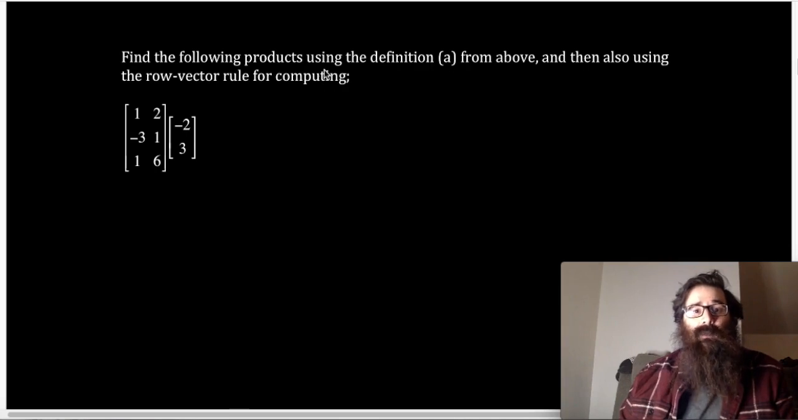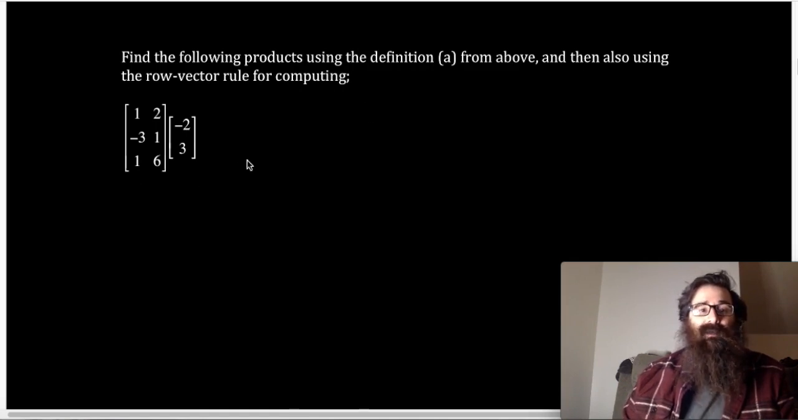I want to find the following products using the definition from above, working with the vectors as corresponding weights of columns, and then also using the row vector rule for computing. So we're actually going to be finding the product here in two ways. Think of this like A times X. The first way, the definition from above, says, and here I can label these, this is matrix A times vector X.